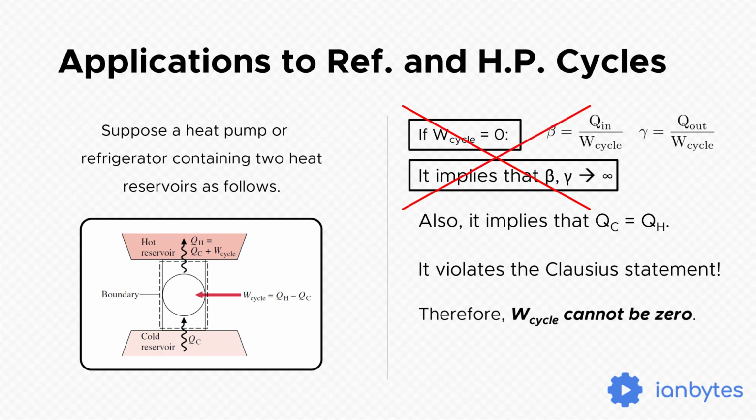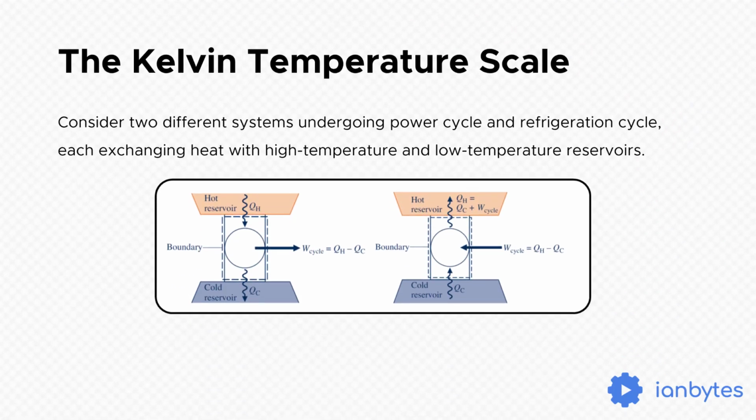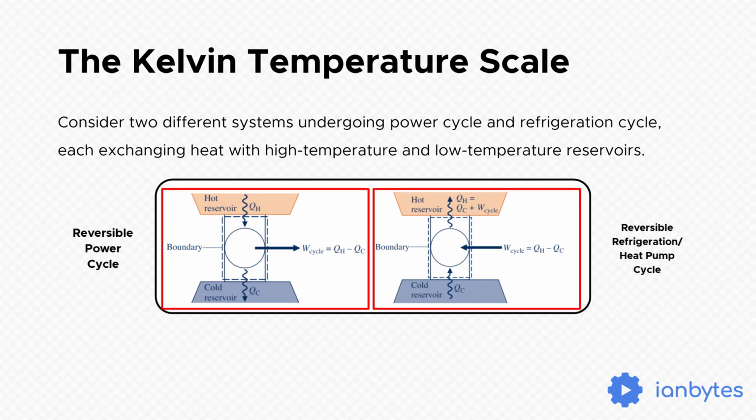Sa madaling salita, tayo dapat ay may work input sa ating cycle at ang value ng coefficient of performance ay hindi dapat infinite. Finally, let us obtain the maximum possible performance of thermodynamic cycles by first defining the Kelvin temperature scale. Sabihin natin na meron tayong dalawang different systems undergoing a reversible power cycle here on the left at reversible refrigeration cycle here on the right.